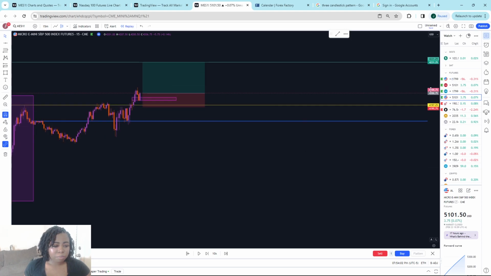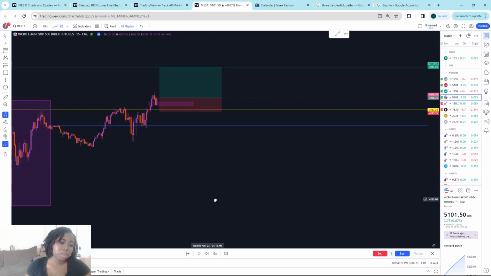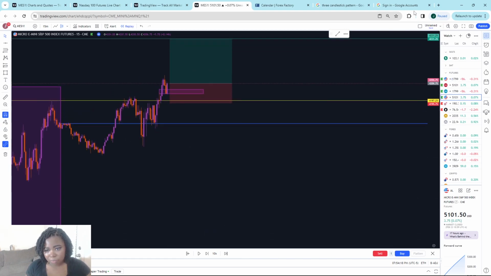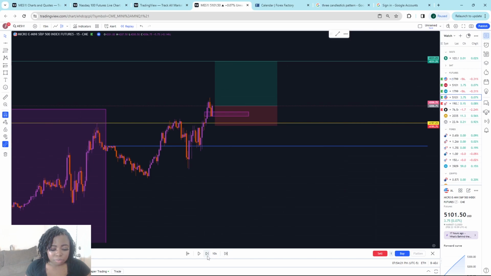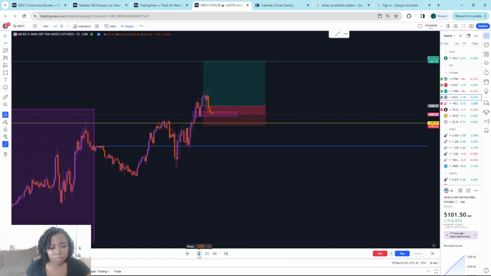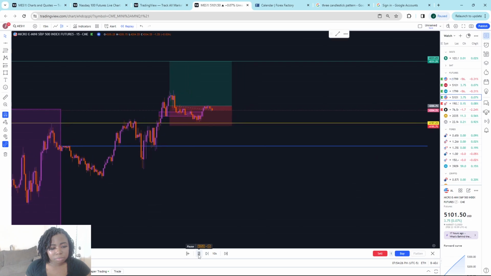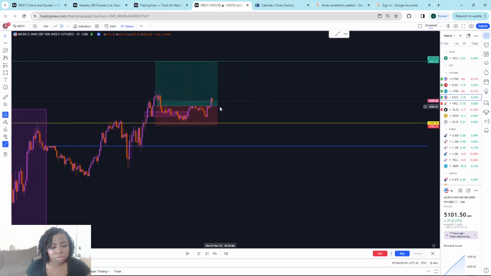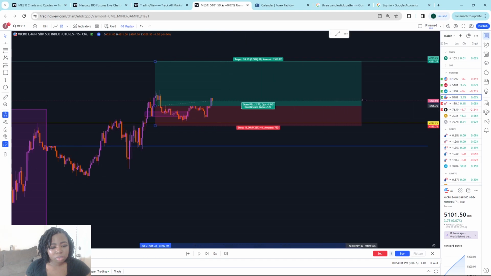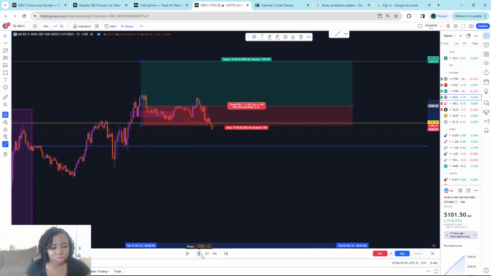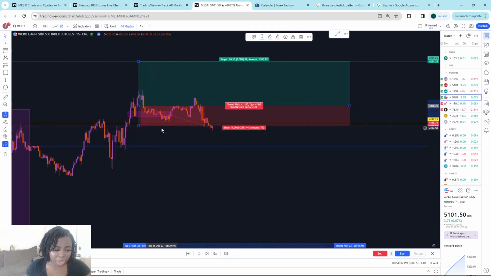Okay, so now I'm just gonna hit play and see if price goes in my favor, or if price treats this fair value gap as an inversion and goes the other way. So I'm just gonna hit play and see what happens. So I'm gonna draw this out and see. So as you can see right there, I am out of the trade.